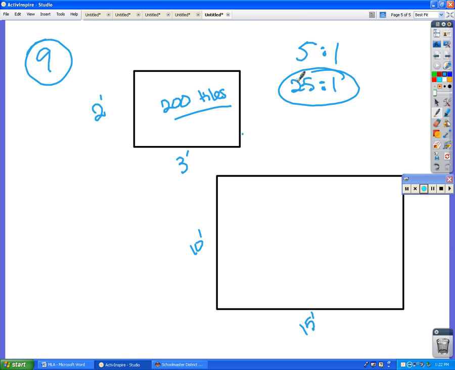You do not say, well, they're 5 times as big, so you're going to need 5 times as many tiles. The sides are 5 times as big, so the areas are 25 times as big. So you will need 25 times as many tiles, which is 5,000.